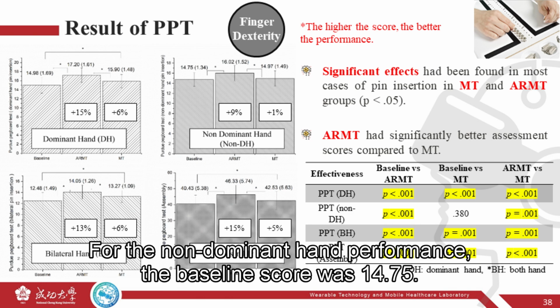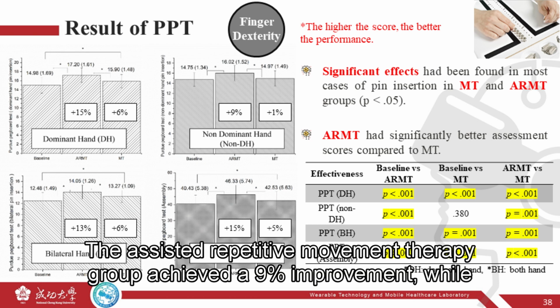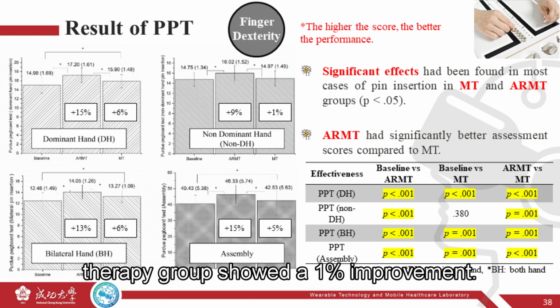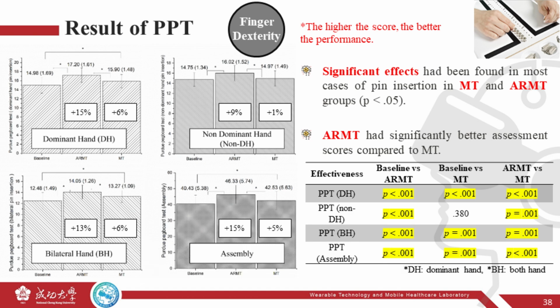For the non-dominant hand performance, the baseline score was 14.75. The assisted repetitive movement therapy group achieved a 9% improvement, while the mirror therapy group showed a 1% improvement. Notably, the comparison between the two groups yielded a p-value of 0.001, indicating statistical significance.